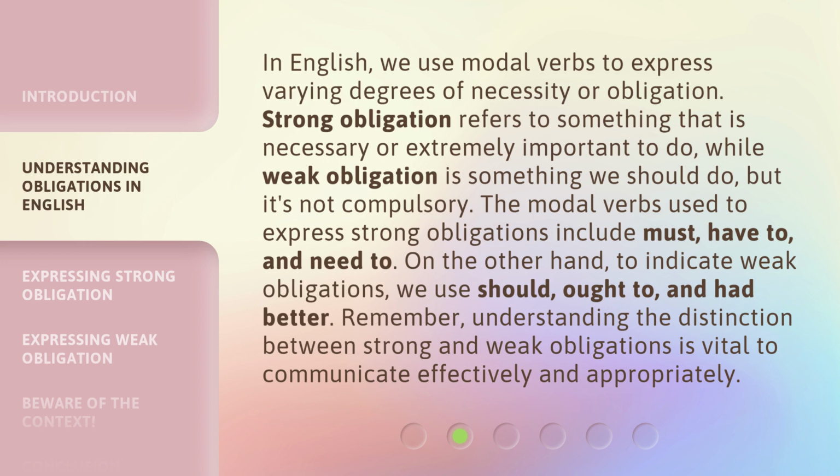In English, we use modal verbs to express varying degrees of necessity or obligation. Strong obligation refers to something that is necessary or extremely important to do, while weak obligation is something we should do, but it's not compulsory. The modal verbs used to express strong obligations include must, have to, and need to. On the other hand, to indicate weak obligations, we use should, ought to, and had better. Remember, understanding the distinction between strong and weak obligations is vital to communicate effectively and appropriately.